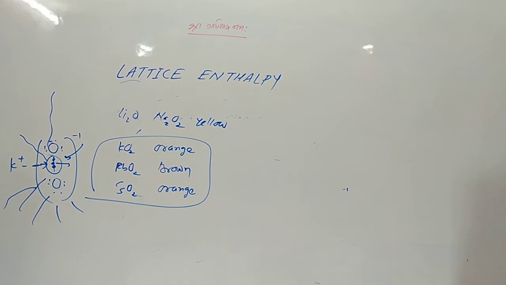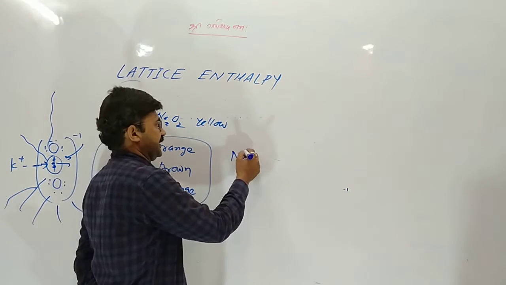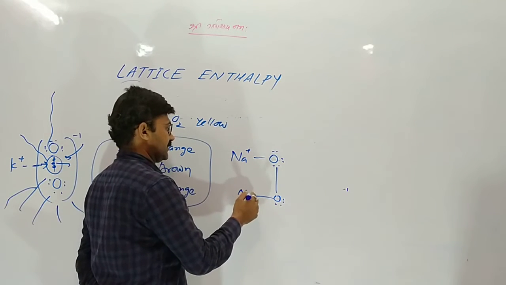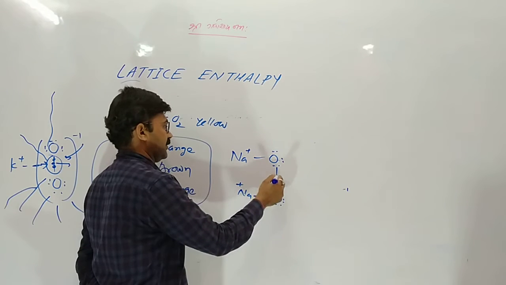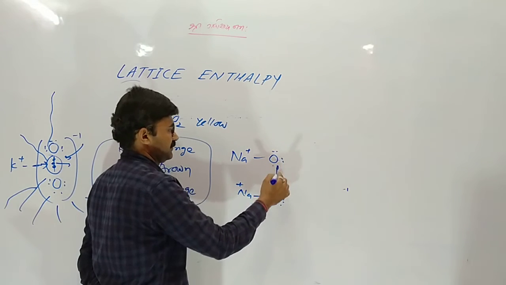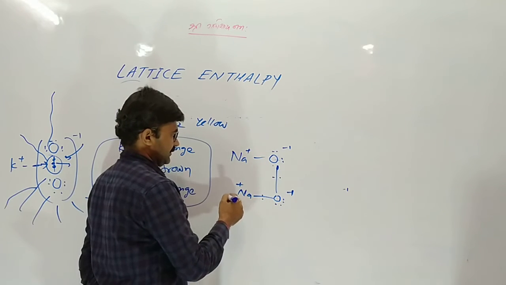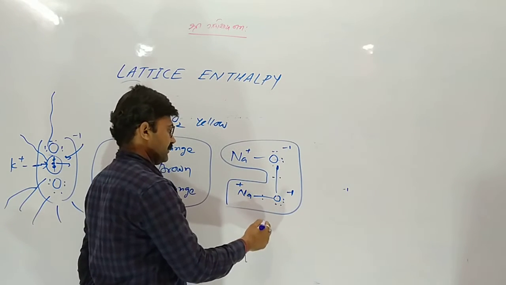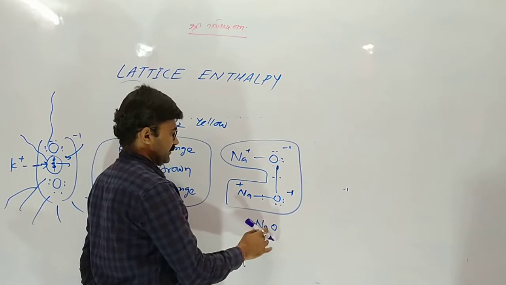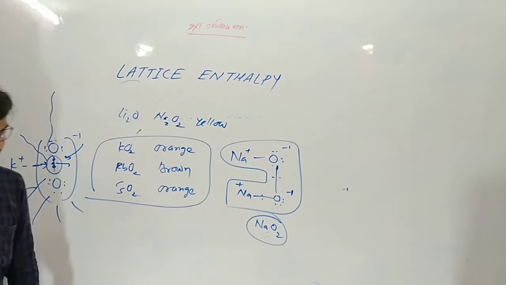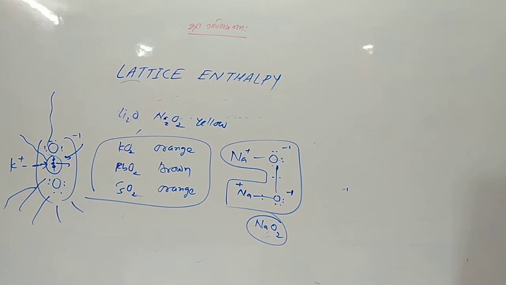But exceptionally, sodium peroxide does not have any unpaired electron. So why is it also colorful? The reason for the color is that some impurities are present, sodium superoxide in a very large amount, so it became colorful.